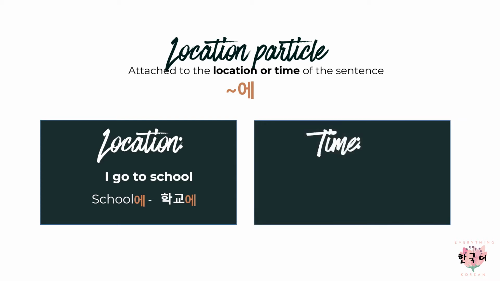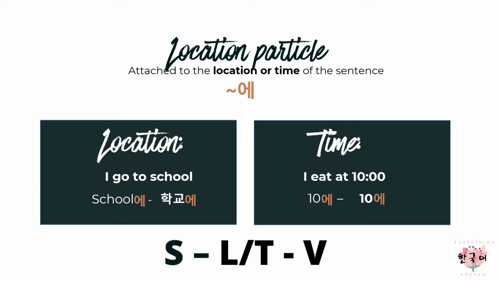Next, for time, for example, we have the sentence, I eat at 10 o'clock. 10 o'clock is our time here. Therefore, if we're going to use that as our time in a sentence, we have to attach e. So we have to add 10에 or 10시에. And that is our structure: subject, location or time, and verb.